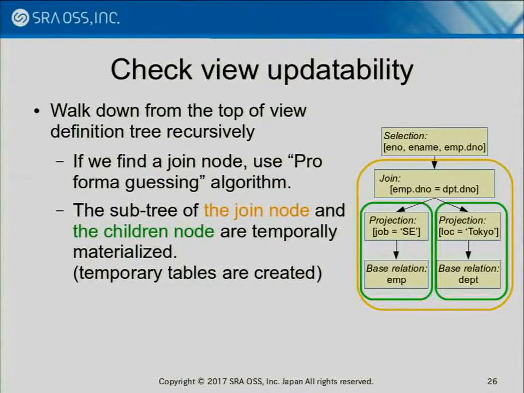To check view updatability, we walk down the view definition tree recursively from the top. During this walk, if we find a join view node, we use the proforma guessing algorithm to check view updatability. In this process, the subtree of the join node, this orange box area, and the children nodes, the green box areas, are temporarily materialized, just created as temporary tables.